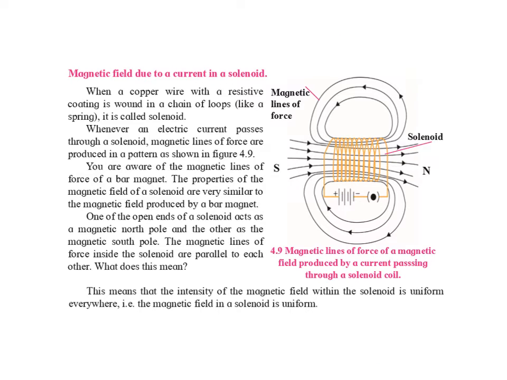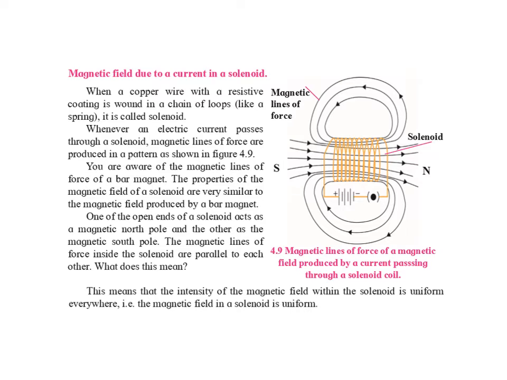We just saw how a magnetic field is produced through a circular loop of a conducting wire. Now we will be learning about the magnetic field due to current in a solenoid. What is a solenoid? When a copper wire with a resistive coating is wound into a chain of loops like a spring, it is called a solenoid.